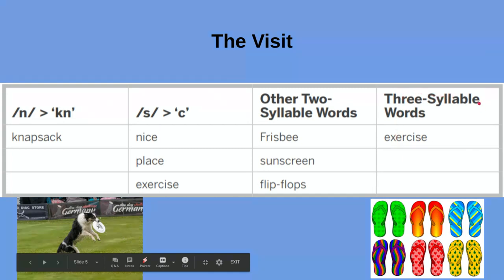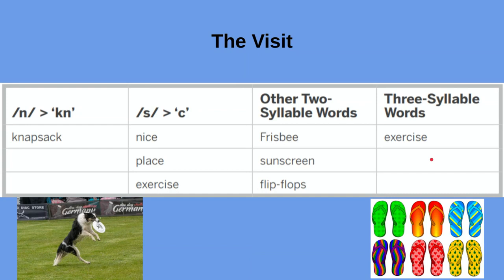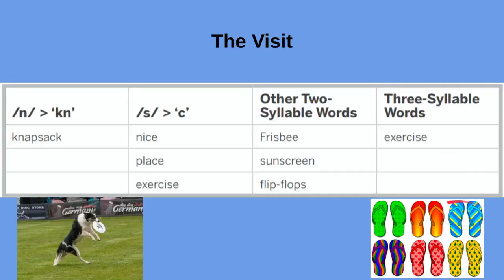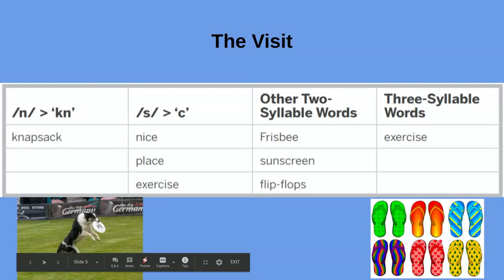Then we have 3-syllable words. If you read them in your story, you would chunk them just like you would our 2-syllable words. So we'd go exercise and use our skills that we have. Our core vocabulary for our story is the word flip-flops, which are open-toed shoes with straps across the front that are usually worn in warm weather. And they're right here on this page, down at the bottom.